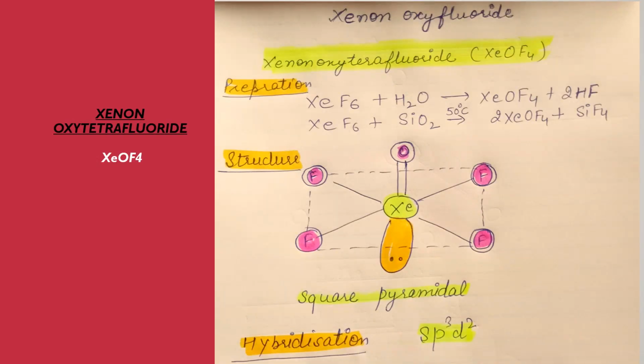The next xenon compound is xenon oxytetrafluoride. Xenon oxytetrafluoride is prepared by the hydrolysis of xenon hexafluoride, and it is also prepared by the action of silicon dioxide on xenon hexafluoride at a temperature of 50 degrees centigrade. Structure: xenon oxytetrafluoride has a square pyramidal structure and it involves sp3d2 hybridization.